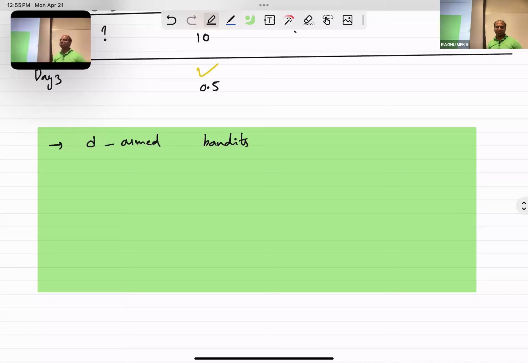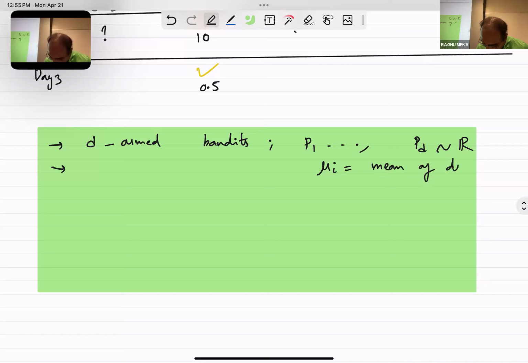Armed really corresponds to this lever analogy, and we have distributions P1 through PD. Think of these as just real valued, univariate distributions. Each distribution has a certain mean. Mu i is the mean of distribution Pi. So this is what the ith choice will give us in expectation.